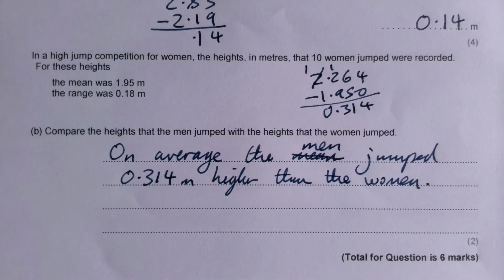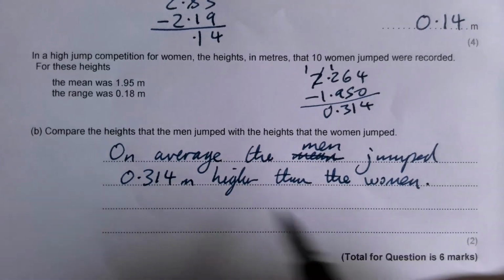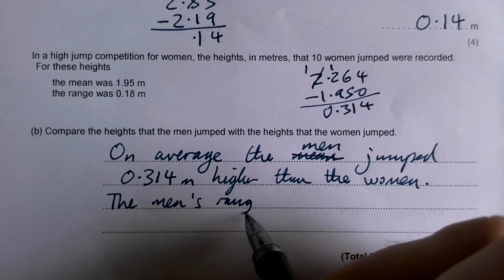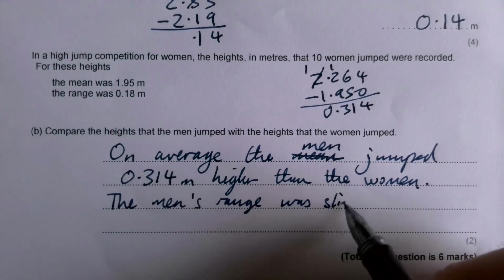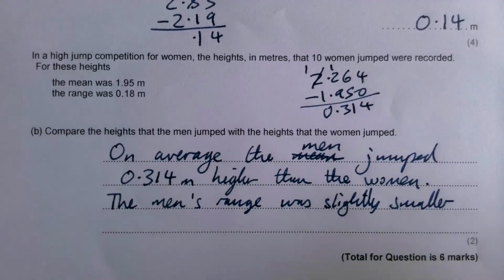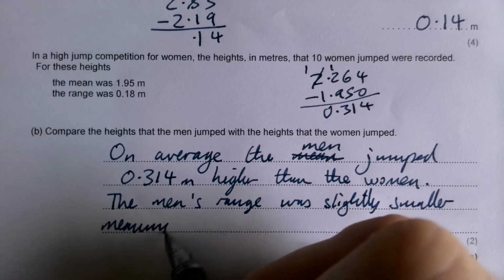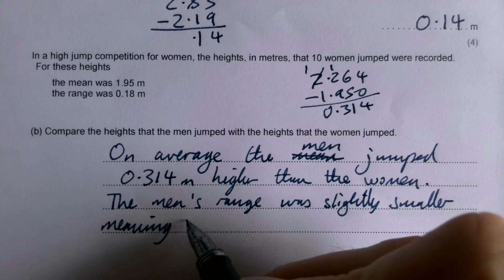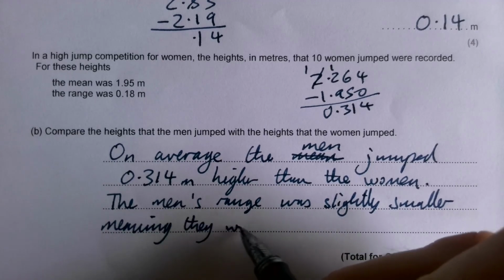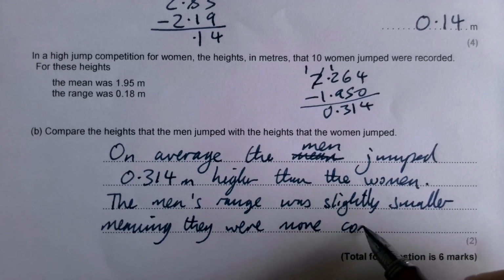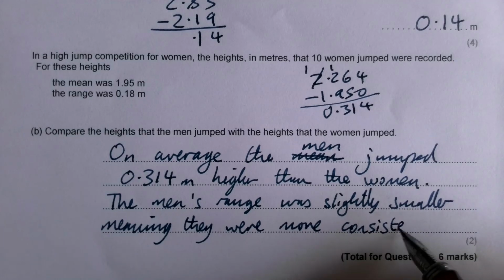And then the range. So I need to write something about the range. So the men's range was slightly smaller, but you need to say what that means. It doesn't mean that they've done worse. It means that their results are closer together. Meaning, they were, there's a really good word that we can use to say that just in one go: more consistent.